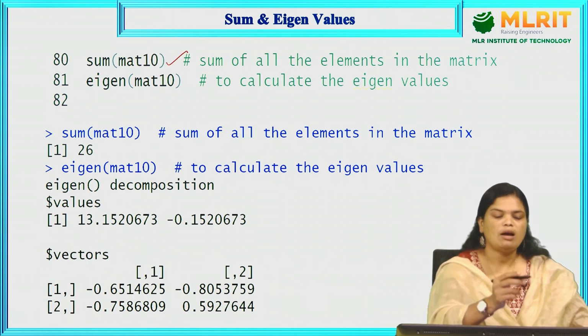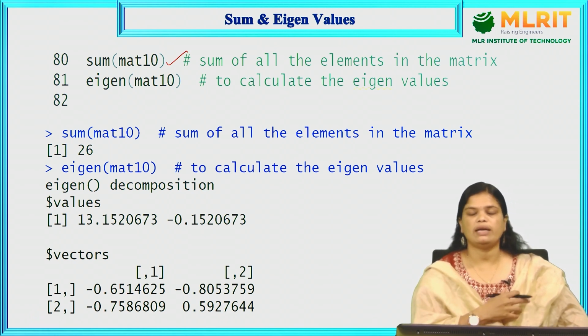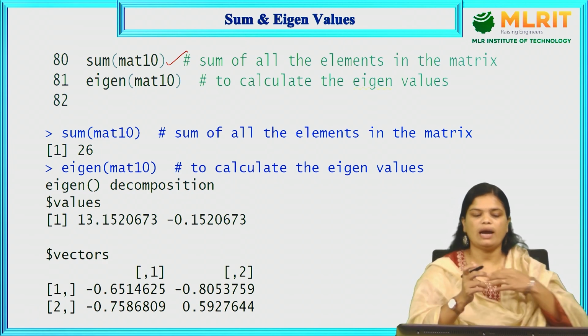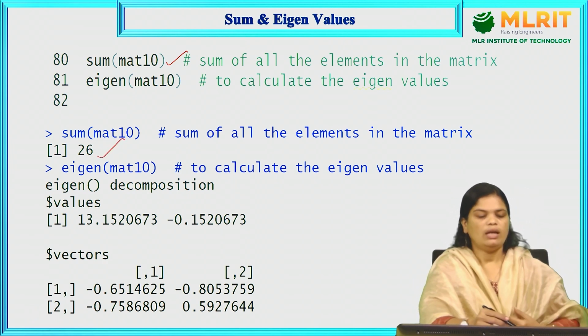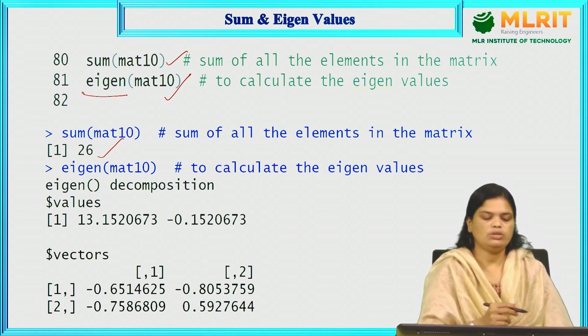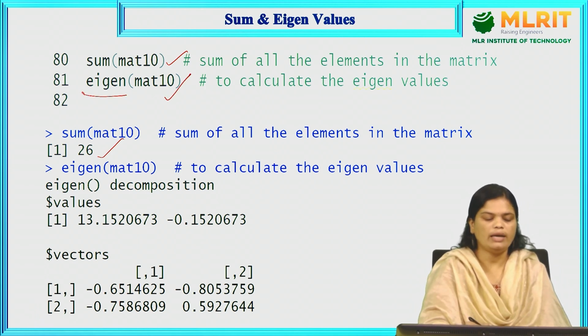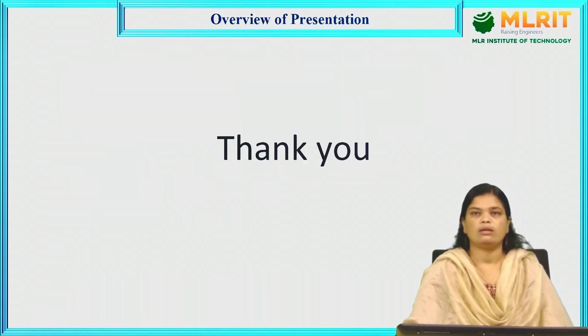Here the sum means the total matrix will be added. Whatever elements are there in the matrix will be completely added and a single value displayed as output. And you have an eigen built-in function that will find the eigen values of a matrix. So these are the eigen values of a matrix. Observe the output. Thank you one and all.